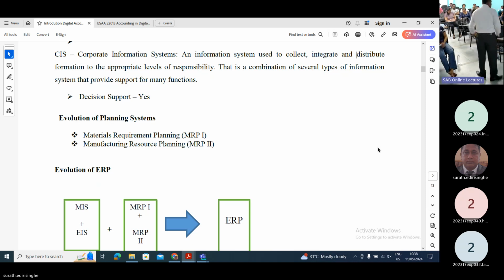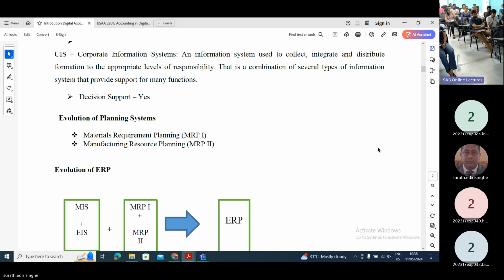Got this? Right. Now, there are three types of business application system. What are they? MIS, EIS, CIS. There are two kinds of business planning system: MRP 1, MRP 2. Together, all the business application systems and planning systems make up the ERP system.